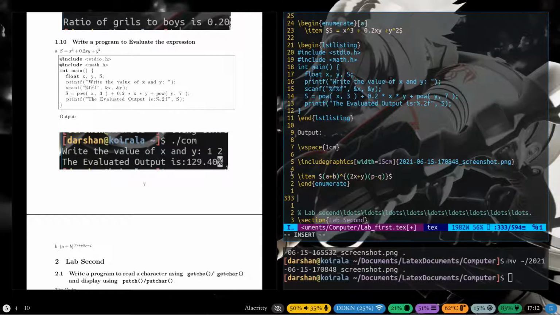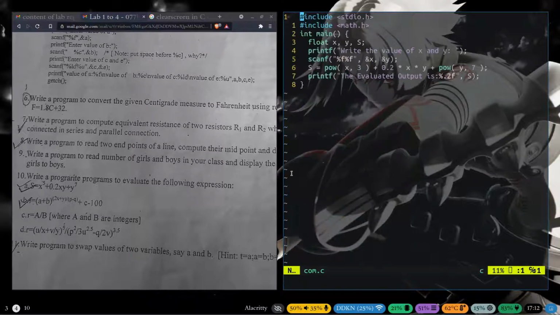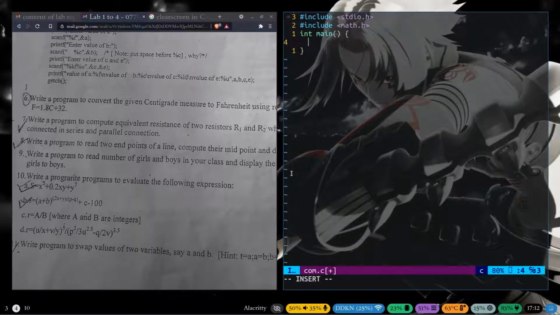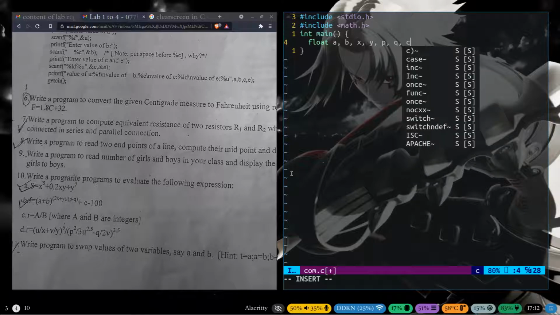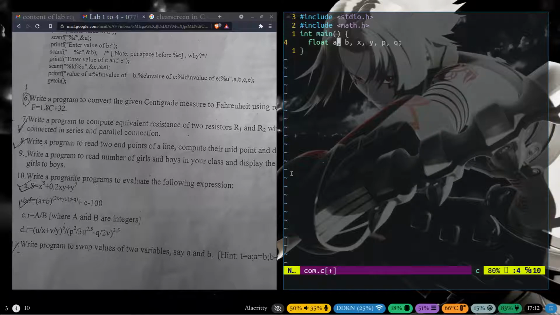LS listing now. Full and vim .c. So a plus b 2x plus y, not a b x y, p q, a b c, a b x y p q. Alright, so this is it.